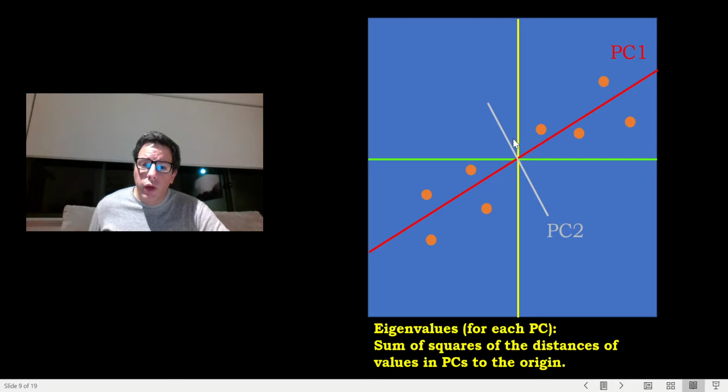Once we have these projections, we calculate the difference between the value in principal component 2 and the origin, and the same here. So we are going to have positive and negative values, and we square them and add those values. And you can see that the distance of the observations from the origin is again not as large as in PC1. So PC2 will have an eigenvalue that is lower than that of PC1.